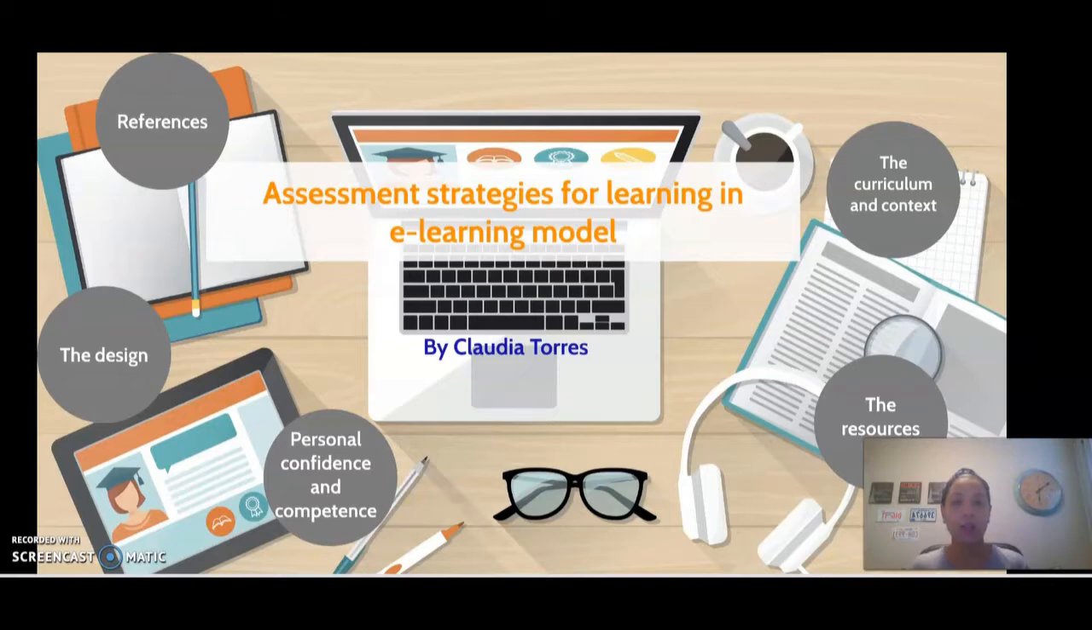Today I'd like to speak about assessment strategies for learning in e-learning model. Every time we think about assessment, some words like exams, tests, and quizzes come across our minds. But there are many factors that we should keep in mind every time we're creating resources for e-learning environment. So let's talk about the curriculum and context.